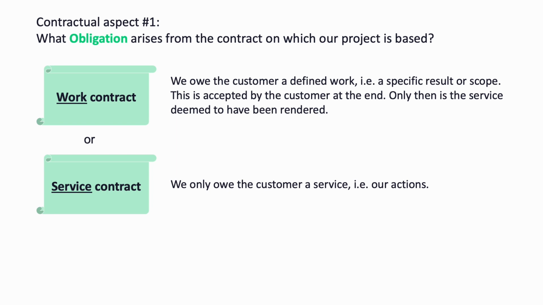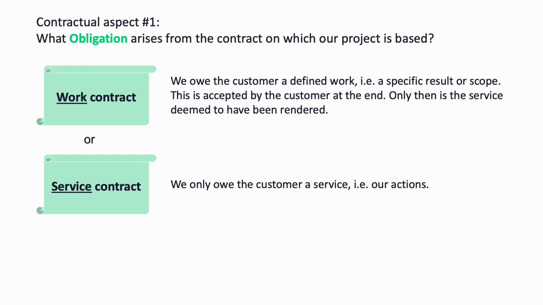The most important distinction in this area is that between work and service. In a contract for work, we owe the customer a defined work, that is a concrete result, a specific scope, or a somehow delimited functioning whole. This is finally accepted by the customer. Only then is the service considered to have been rendered. In a service contract, on the other hand, we, as the name suggests, merely owe a service, that is our actions. What exactly comes out of it is formally irrelevant. So you can see, the requirement is qualitatively higher in a contract for work than in a contract for services.